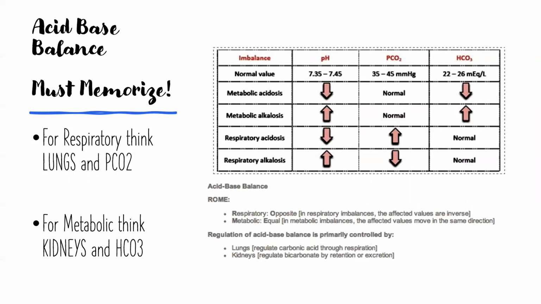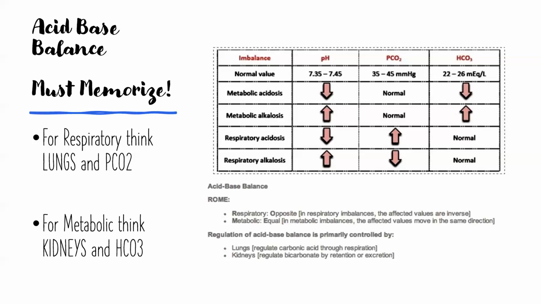The normal PCO2, and that is your partial carbon dioxide, is between 35 and 45 milligrams of mercury. The normal bicarbonate for humans is 22 to 26 milliequivalents per liter. So on this slide, we have the acronym ROAM.